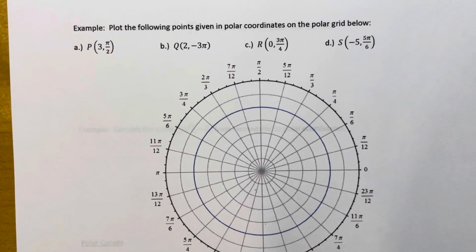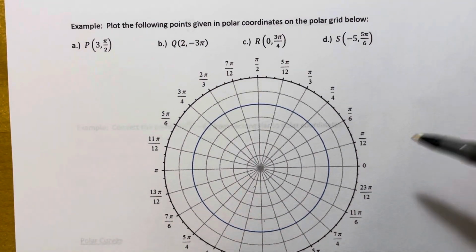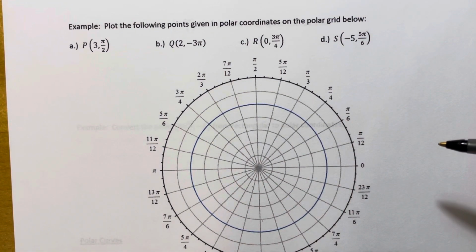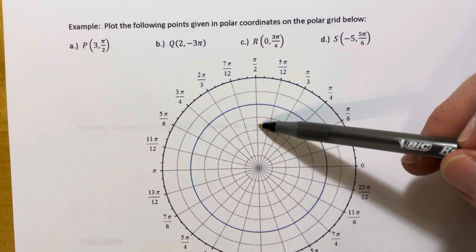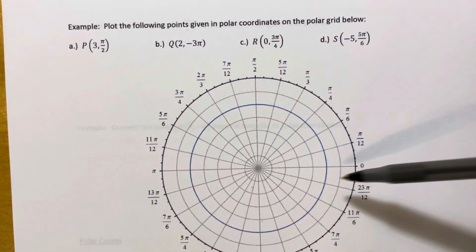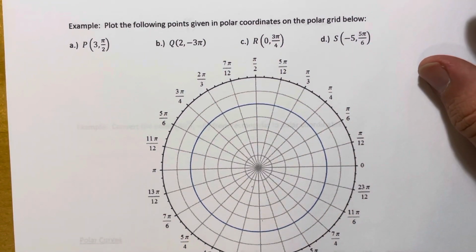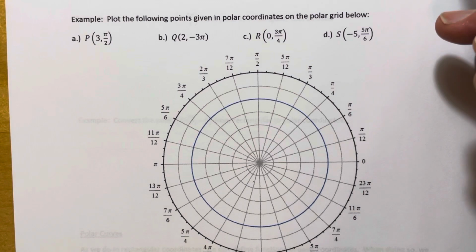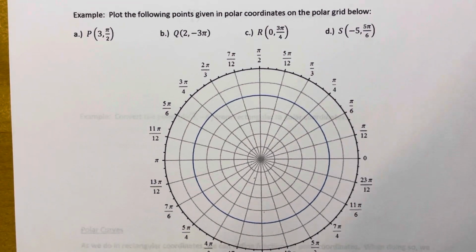Okay, so let's do an example where we're just plotting points. Now what we have here is what's called a polar grid. In this polar grid, if you notice, there's a vertical line here and a horizontal line here. Those would correspond to the y and the x axes if these were in rectangular coordinates.